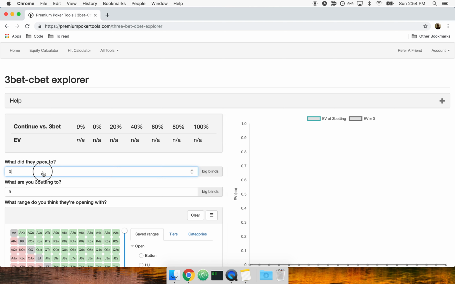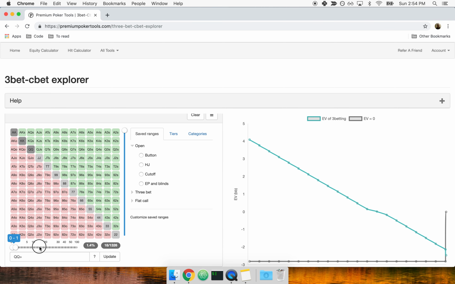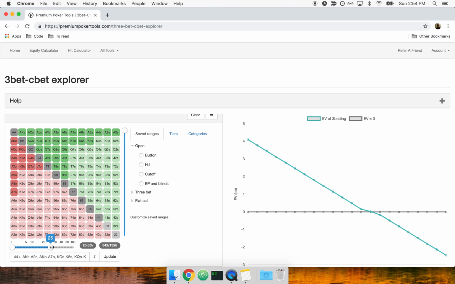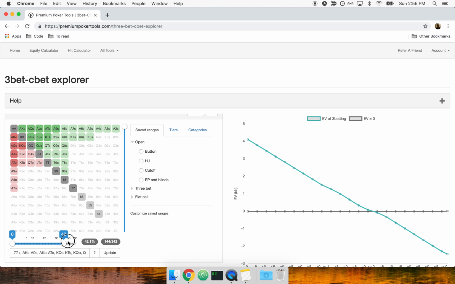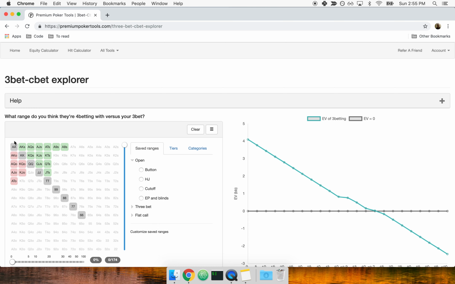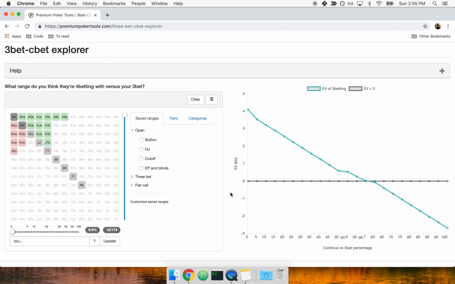So let's say they open to 3, we 3-bet to 9. Let's put in a 25% opening range for them, so maybe they're in a later position. And let's say that they continue versus our 3-bet about 50% of the time. Now let's say that they're 4-betting us with just aces and kings. I think that's pretty typical. A lot of people don't have the 4-bet bluff in their arsenal, and they're not really 4-betting light. So aces and kings is what they're 4-betting.